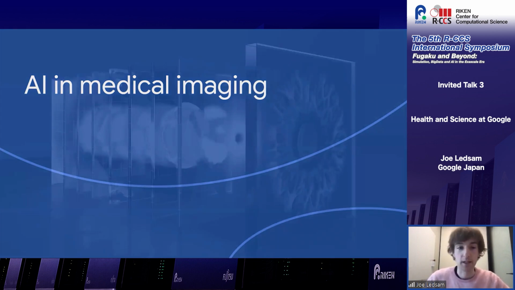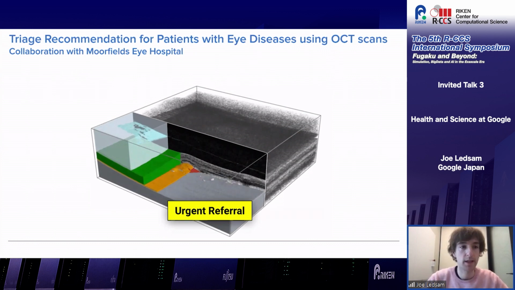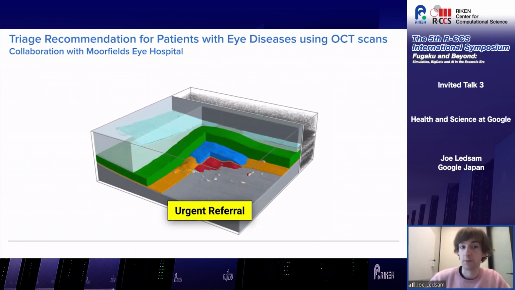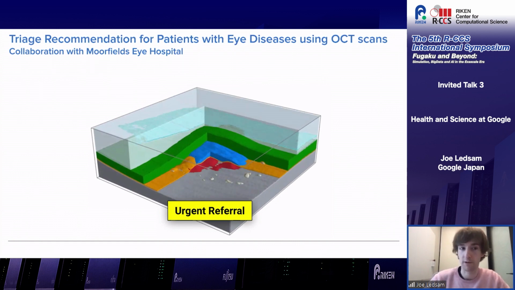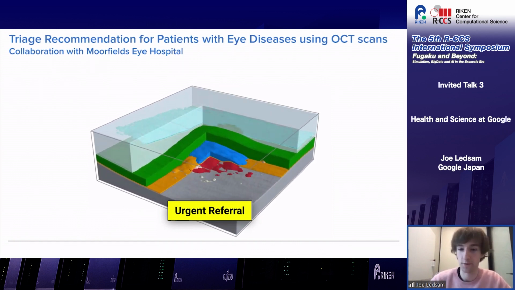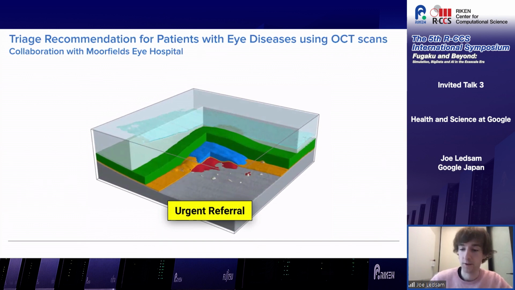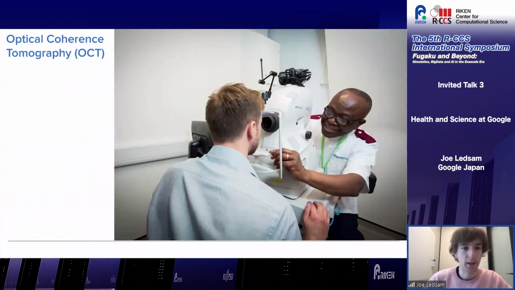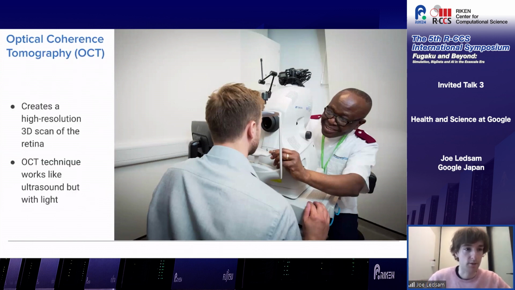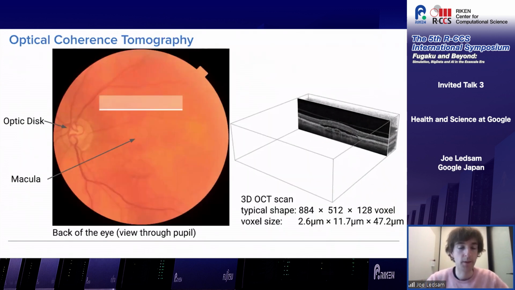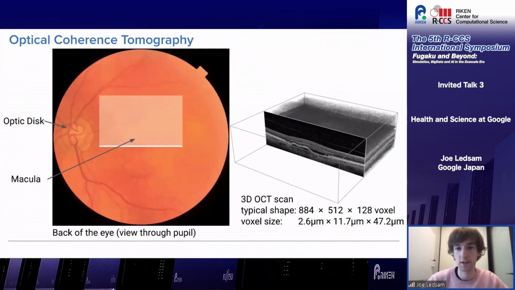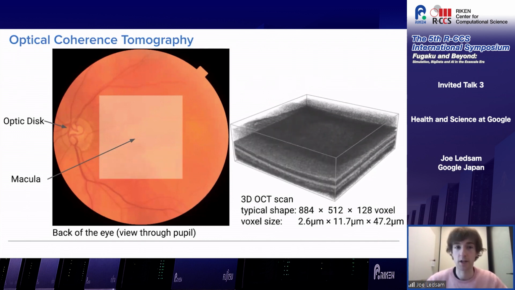So first, in medical imaging, the piece of work I'd like to talk about is triage recommendations for patients with eye disease using optical coherence tomography scans. This was a collaboration with Moorfields Eye Hospital in the UK, and it was the first piece of work I worked on when I joined DeepMind. So OCT is a kind of 3D scan of the retina, of the back of the eye. It essentially creates a high resolution 3D scan of the retina. It works a little bit like ultrasound, but with light. And it's important because a large number of pathologies in ophthalmology are diagnosed using these scans.